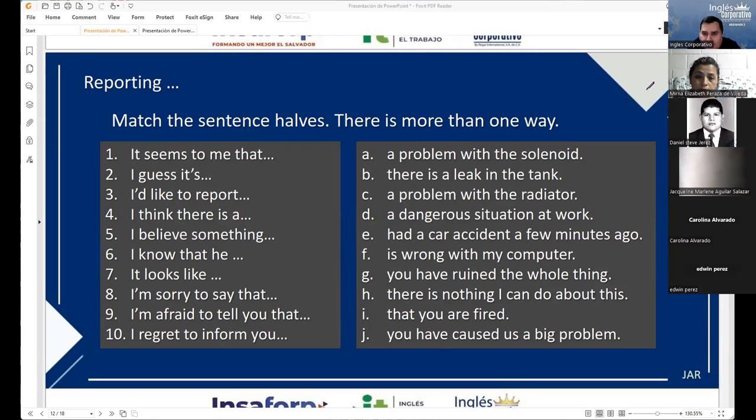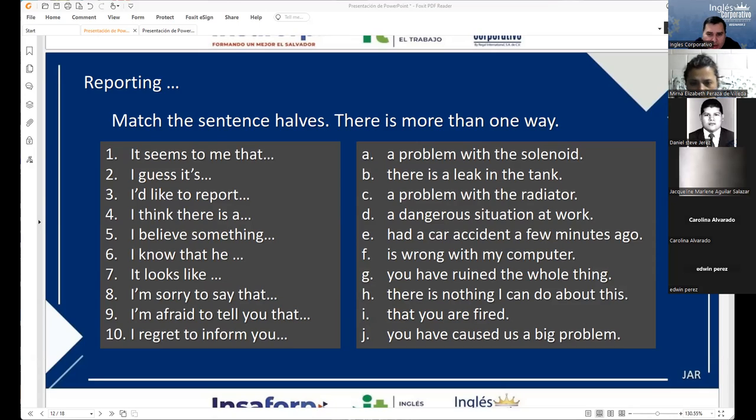A problem with the radiator. Un problema con el radiador. A problem with radiator. A dangerous situation at work. Had a car accident a few minutes ago.